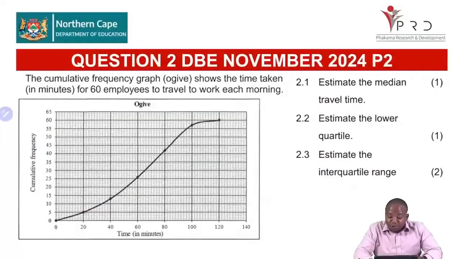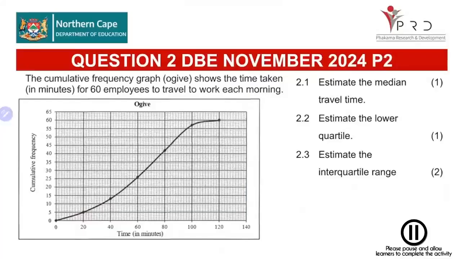So we are going to proceed to question 2. For question 2, we have 2.1 until 2.3. And for these 3 questions, I'm giving you only 4 minutes to complete them. So your 4 minutes starts now.